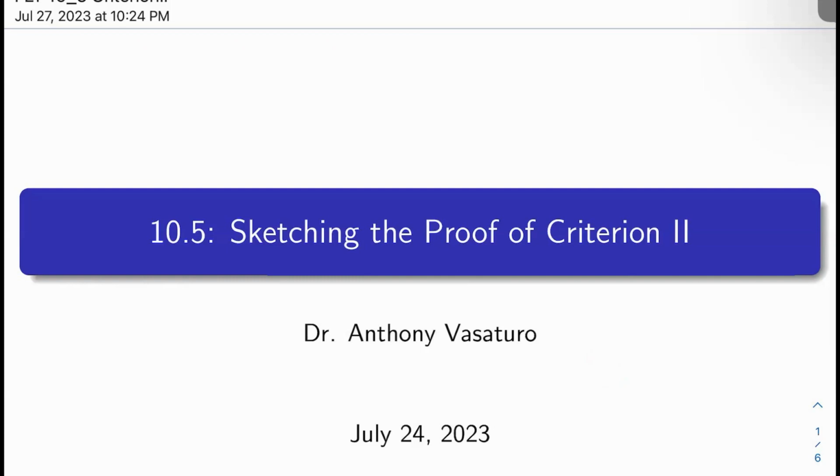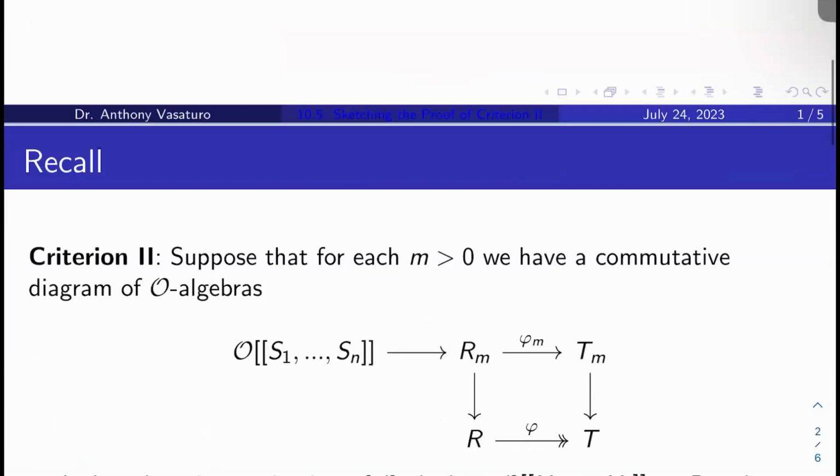Today we're going to prove Criterion 2. This is the second of two criteria on isomorphisms of complete intersection rings. So let's recall the criterion and we'll get into it. Okay, so here's the criterion.